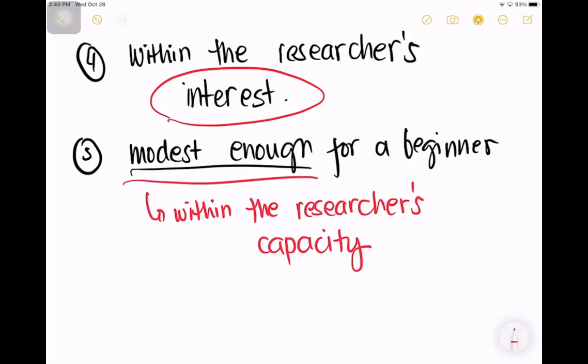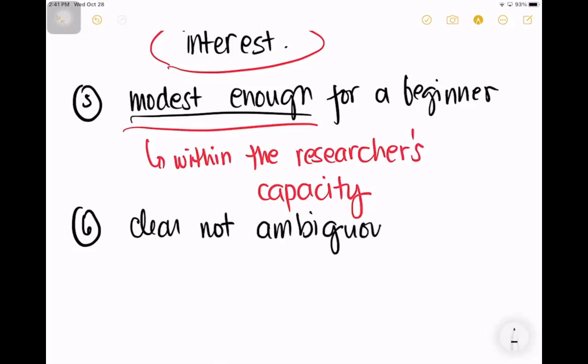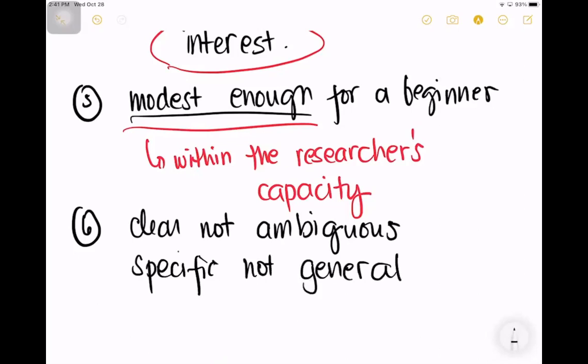Okay. Next. For number six, I'll just have to clump this one together. The next criteria should be that it must be clear, not ambiguous. At the same time, it should be specific, not general. So let's start first with specific and not general.